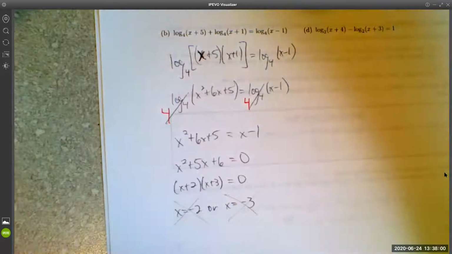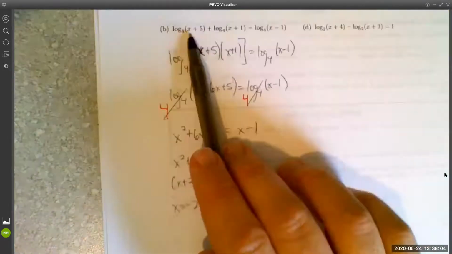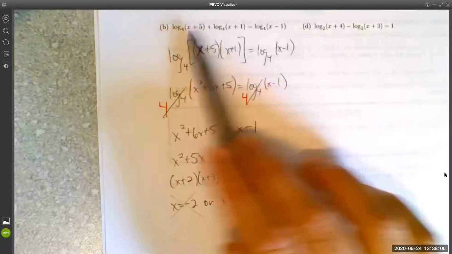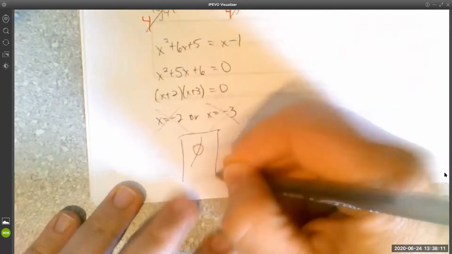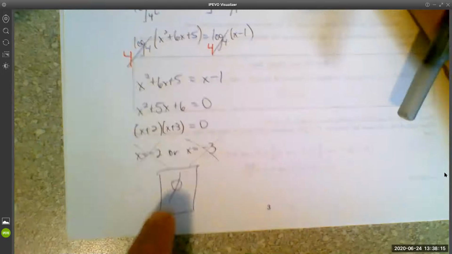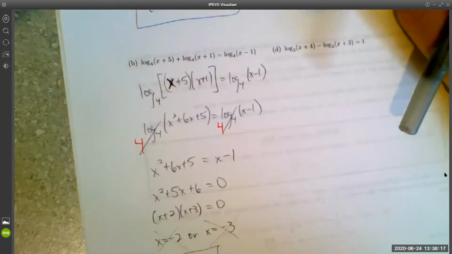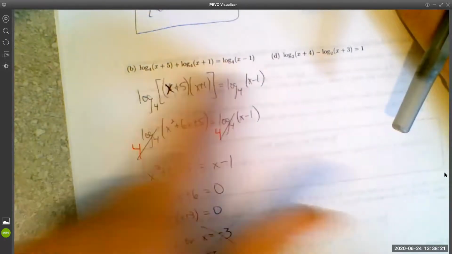So the only two possible solutions were -2 and -3, but they're both extraneous. They make for nonsensical statements up here. So that must mean we have no solution. All of that work for no solution. Well, that's still good information. At least we know that there are no real numbers that are going to satisfy this equation.